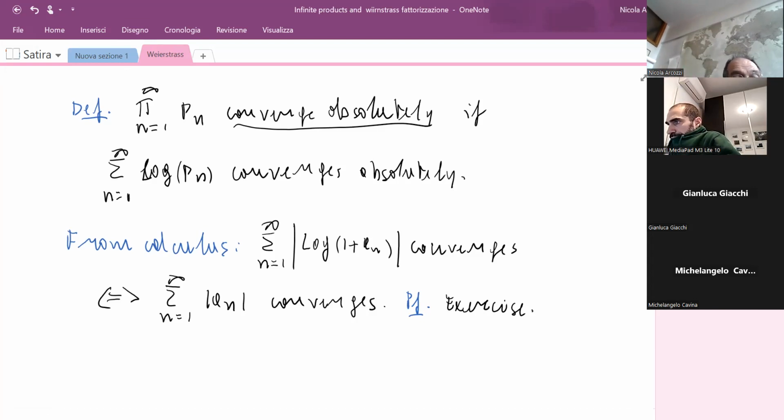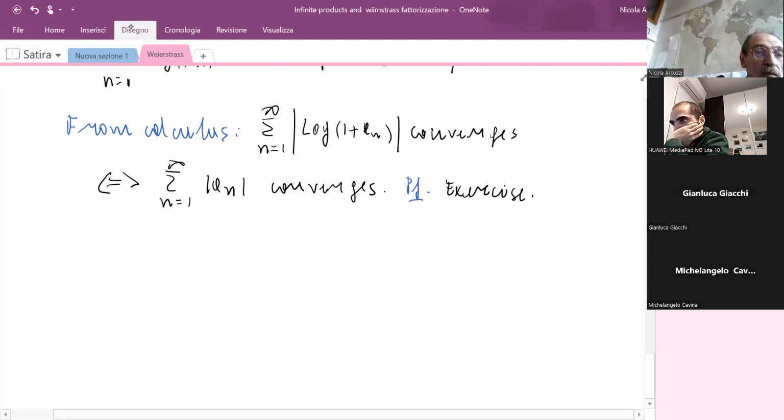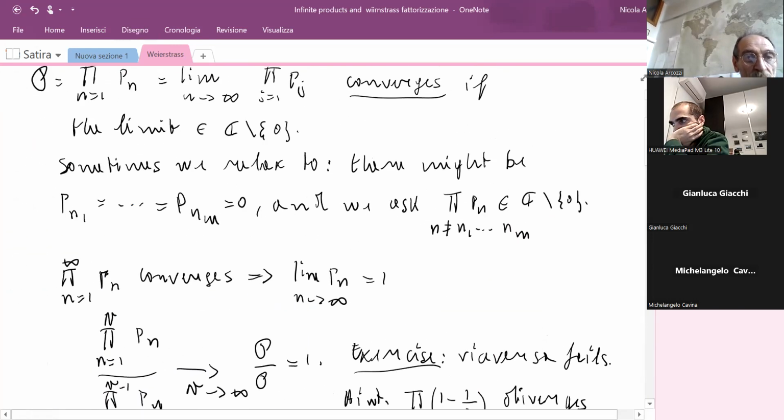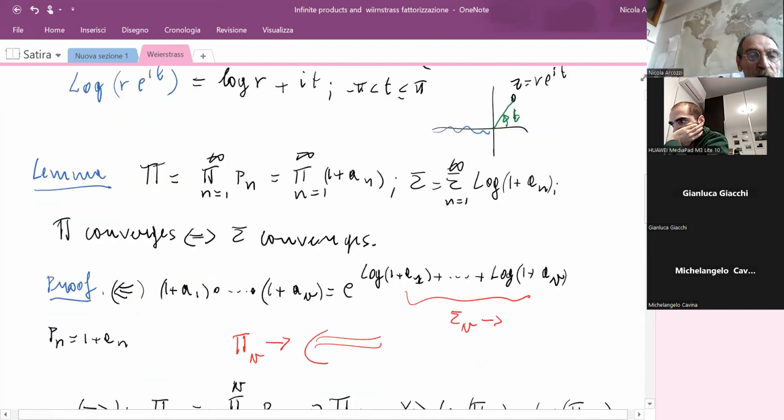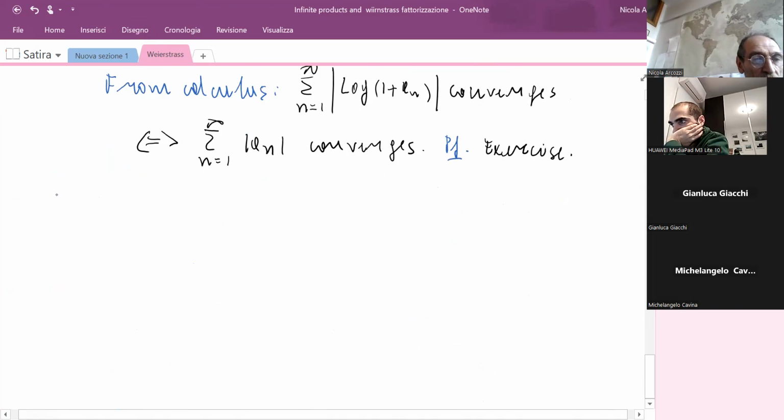Okay, so now we know what an infinite product is, and let me see what was next here. Okay, and now let's do products of holomorphic functions. This was infinite products. So let's say products.